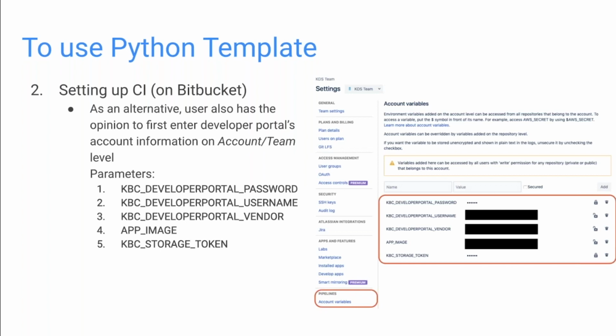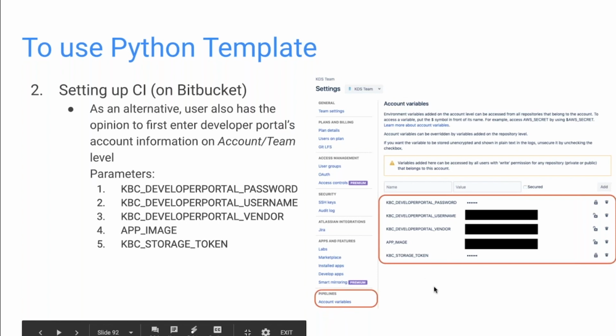Okay, the user has an option to first enter these developer portal account information on the Bitbucket account level or the Bitbucket team level. With that being said, these are the parameters they can configure in there: KBC developer portal password, username, vendor ID, app image, storage token. If you predefine these variables inside the account variables, meaning your team, this is the KDS team's account variables, we already defined these in there.